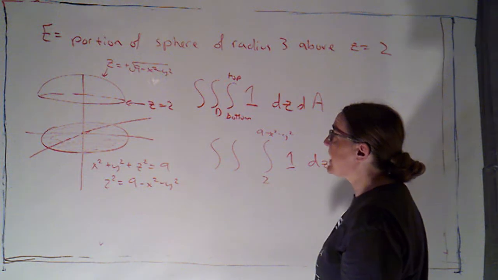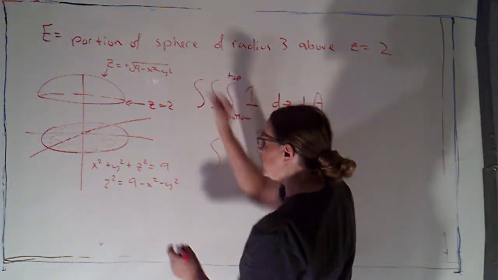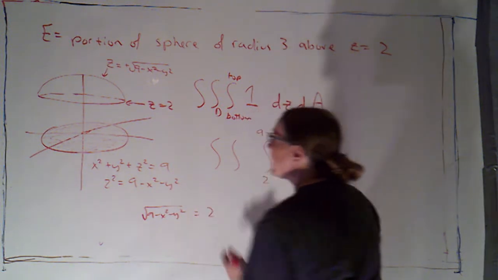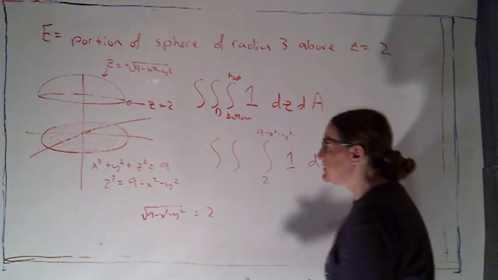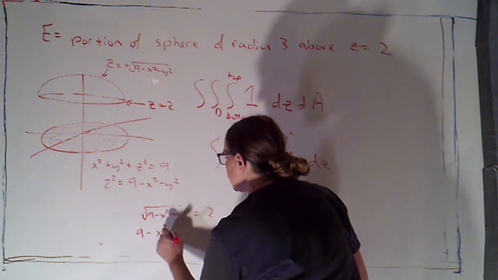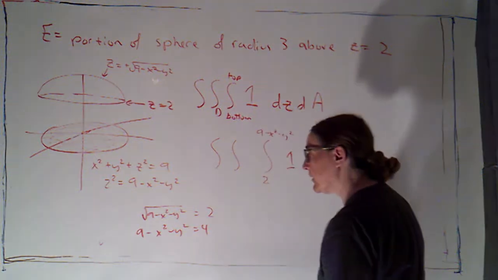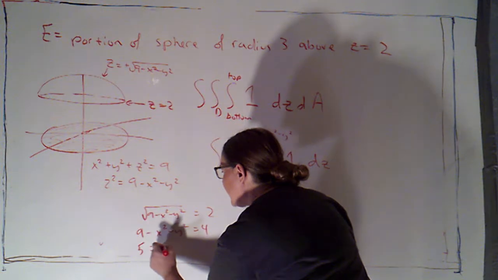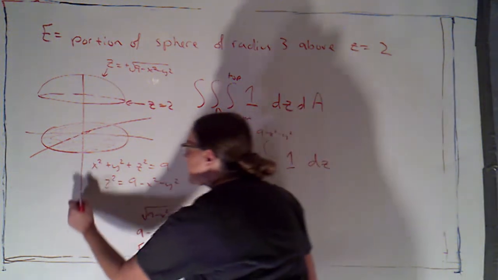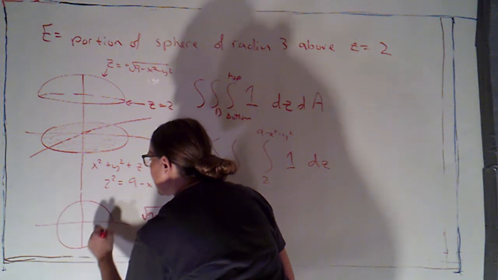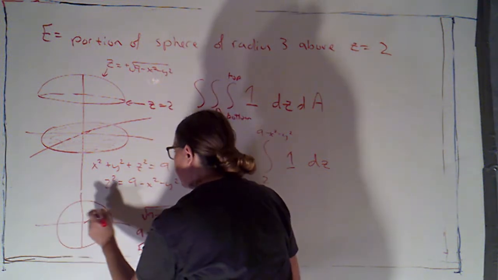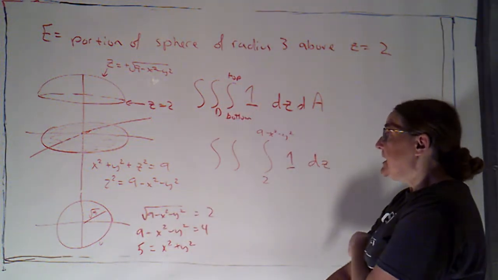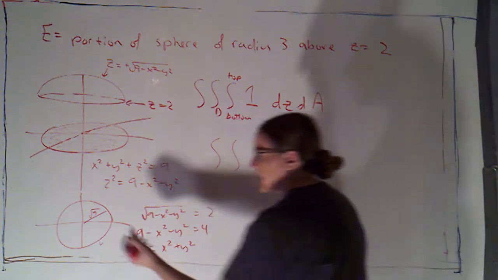To find the radius of that disk, I want to set my z values equal to each other. So root 9 minus x squared minus y squared would have to equal 2. So squaring both sides, 9 minus x squared minus y squared would equal 4. I'm going to subtract over the 4 and add over the x and y's. So I get 5 equals x squared plus y squared. So my region D, over which I'm integrating in the xy plane, is going to be just a disk of radius root 5.